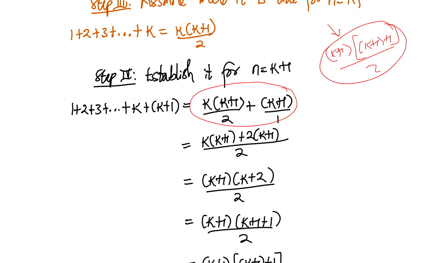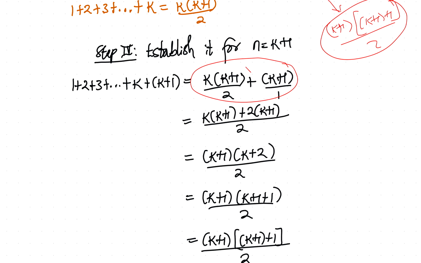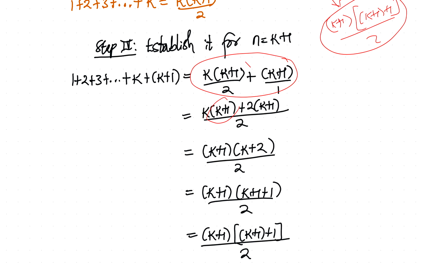So 2 in 2 is 1. 1 times k into k plus 1 is k into k plus 1. Plus 1 in 2 is 2, 2 times k plus 1. You have that. So the next thing is you can see you don't even have to expand. k plus 1 is common to both terms, so you can factorize k plus 1 here. And if you take k plus 1 out, what do you have left here? k here, and then 2 here. So you have k plus 1 into k plus 2, all over 2, that's what you have there.